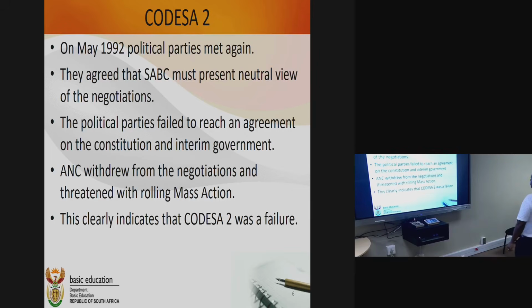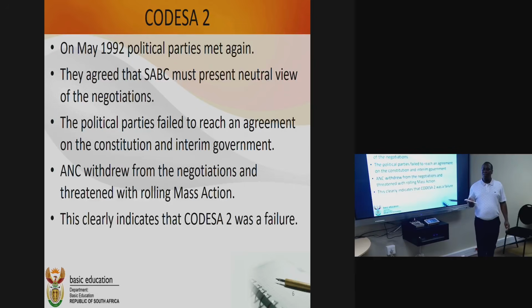Now, since they failed to agree, the ANC withdrew from the negotiations and Nelson Mandela threatened to roll out mass action to make South Africa ungovernable. So in other words, the ANC would lead a series of strikes, making the country ungovernable.